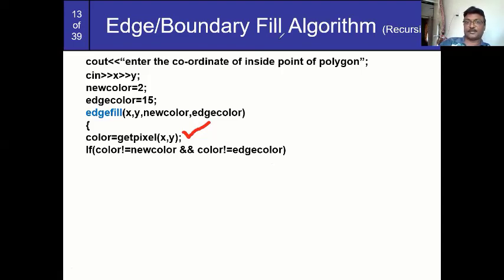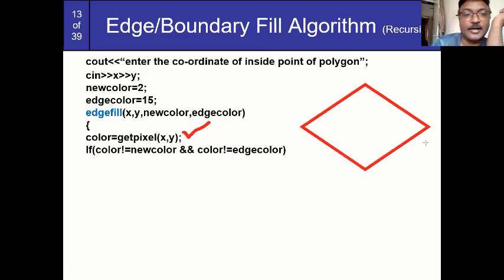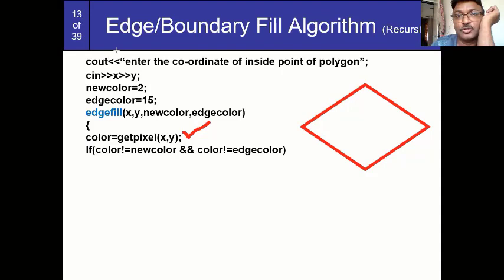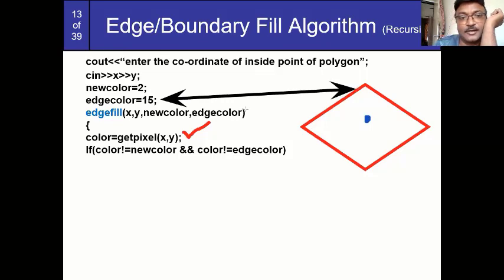Suppose I have considered this red color for my polygon. Suppose this is my polygon, and I have considered the edge color as red. And what is my new color? Suppose it is blue. With this color I have to fill this entire polygon. Suppose this blue is the new color, which I have already identified. So this is my new color and edge color. The edge color you have to consider like this, this is my edge color. And here the new color that I am passing, you also have to consider, this is my new color that I am going to fill it with.